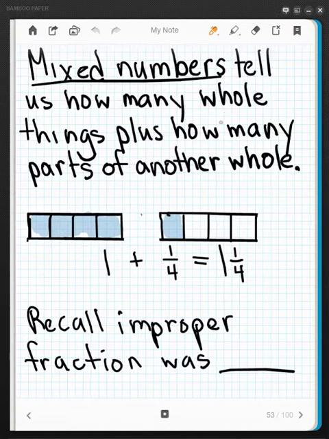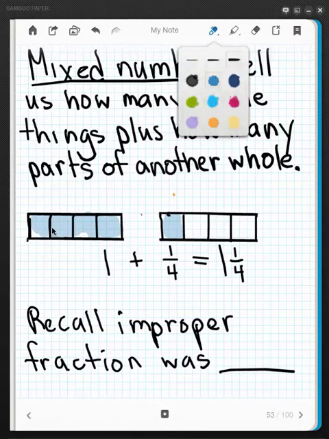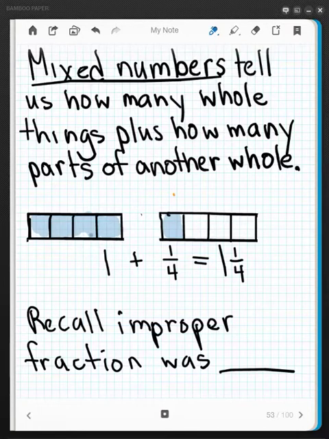All right, now let's talk about mixed numbers. Mixed numbers tell us how many whole things plus how many parts of another whole, if they were broken into the same amount of pieces is our assumption. So in our first one here, we see a whole thing and I have broken it into 4 parts, and I see a second whole thing and I see it broken into 4 parts as well.